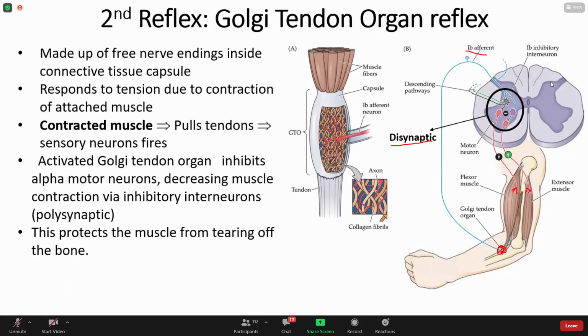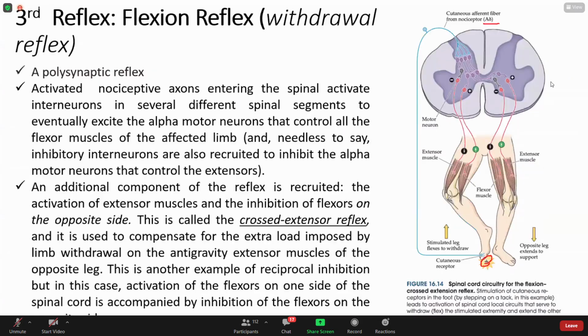Someone was talking about the withdrawal reflex. Is it going to do the opposite on the contralateral side? Yes, it will do the opposite on the contralateral side. As you can see, in the affected leg, it's the extensor muscle that is being inhibited. However, the extensor muscle on the other leg is activated, okay? In the affected leg, the flexor muscle is excited, while in the other leg, the flexor muscle is inhibited. And this is why it's called crossed extensor reflex. I think that's it.